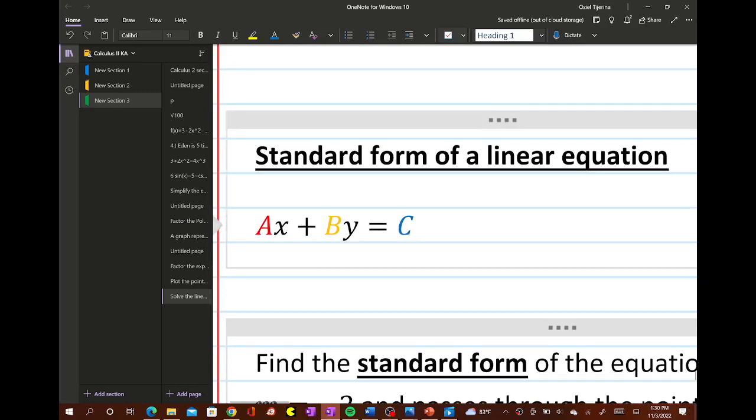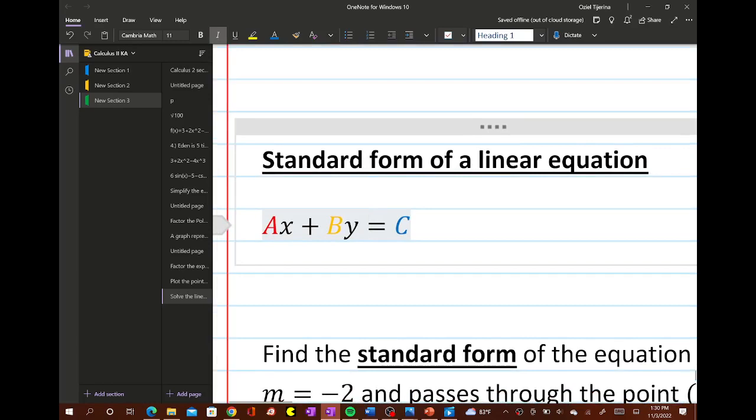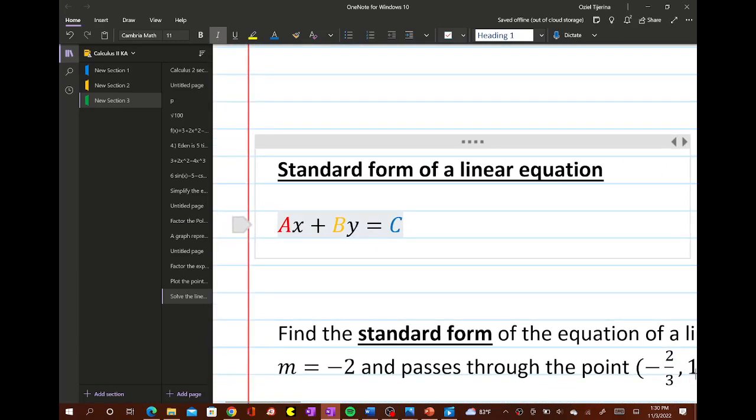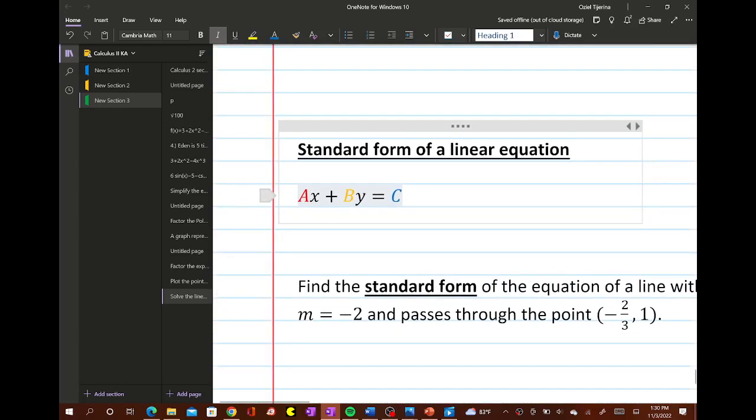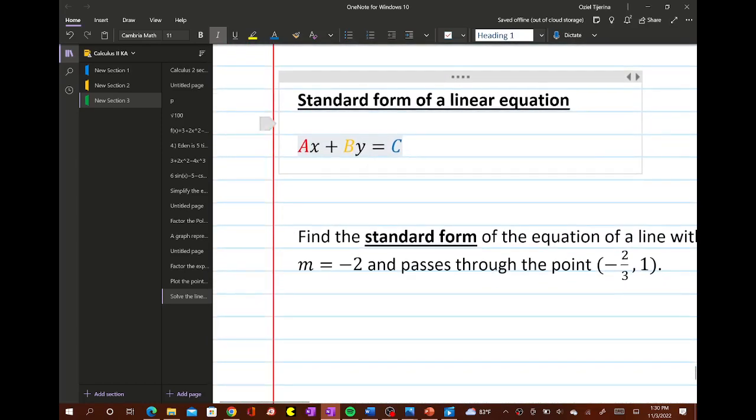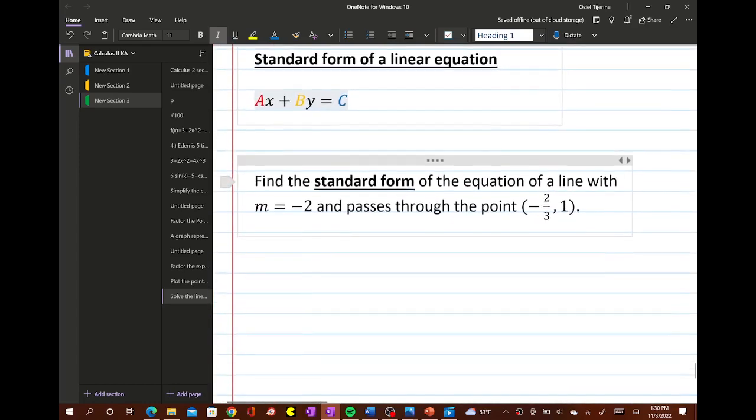It's just another form, just like slope-intercept form and point-slope form. This is another form of a linear equation, okay? Now, this will make more sense as we do this example, right?